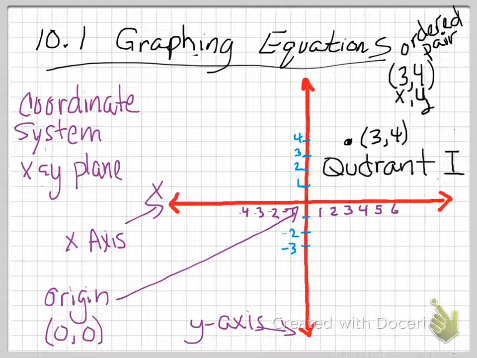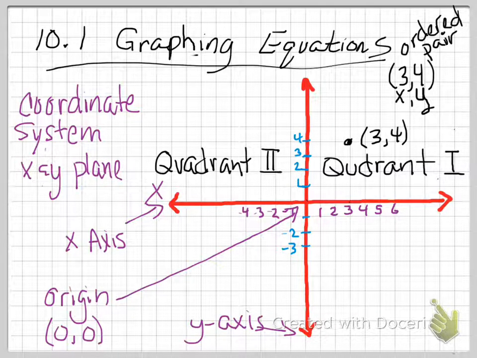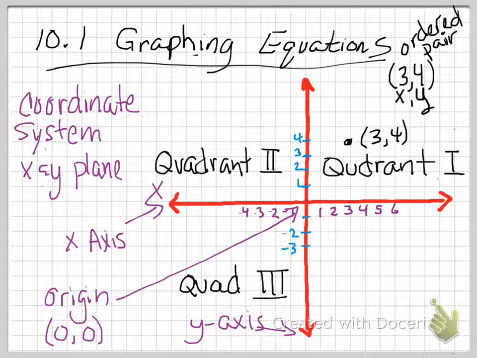So quadrant 2 then is over here. This is quadrant 3. And then this square over here is quadrant 4.